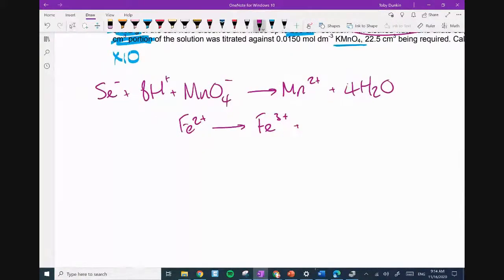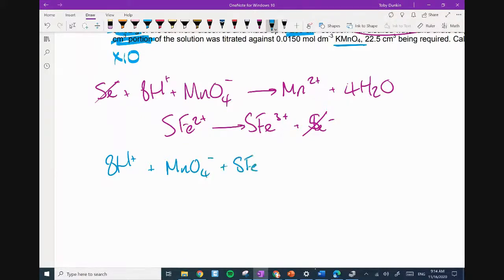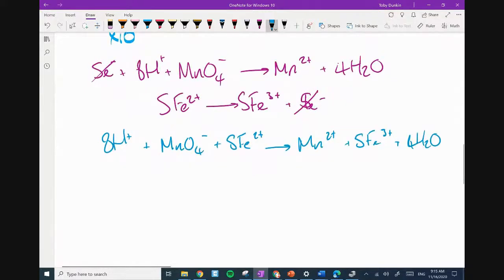So we can put these now together. 5, 5, and 5. It's nice to see a good bit of repetition here to reinforce this. So 8 H+ plus MnO4- plus 5 Fe2+ goes to Mn2+ plus 5 Fe3+ plus 4 H2O. Made a mess of that. My laptop's got an issue since I put on a screen protector. So the ratio again is 1 to 5.